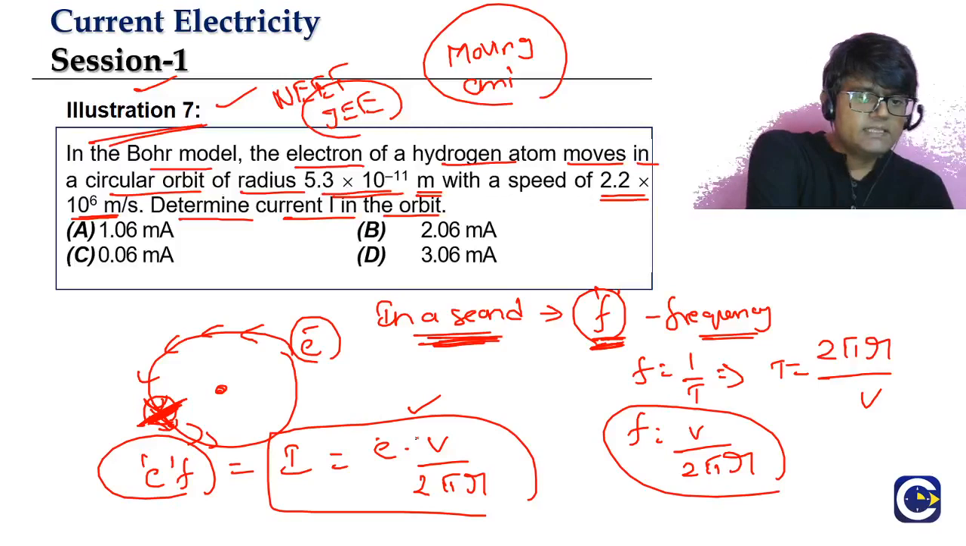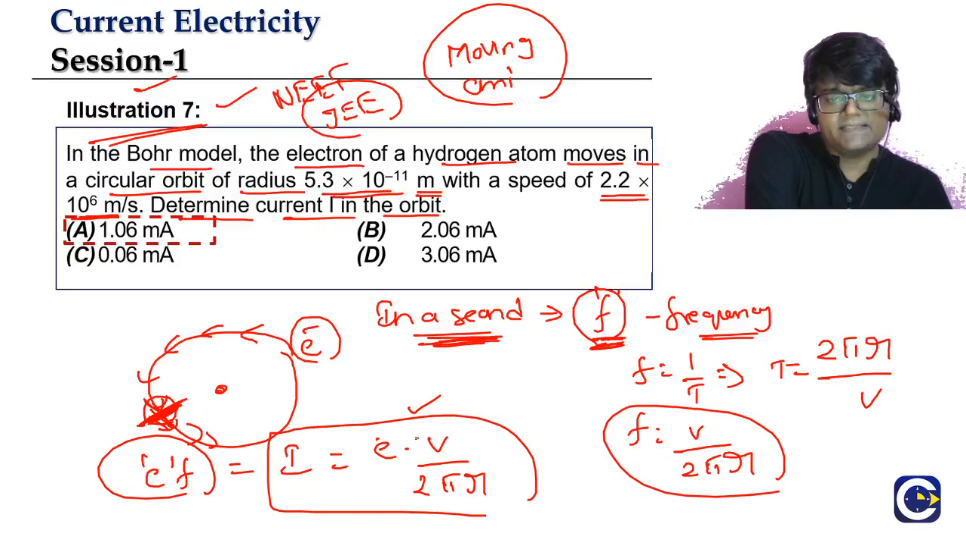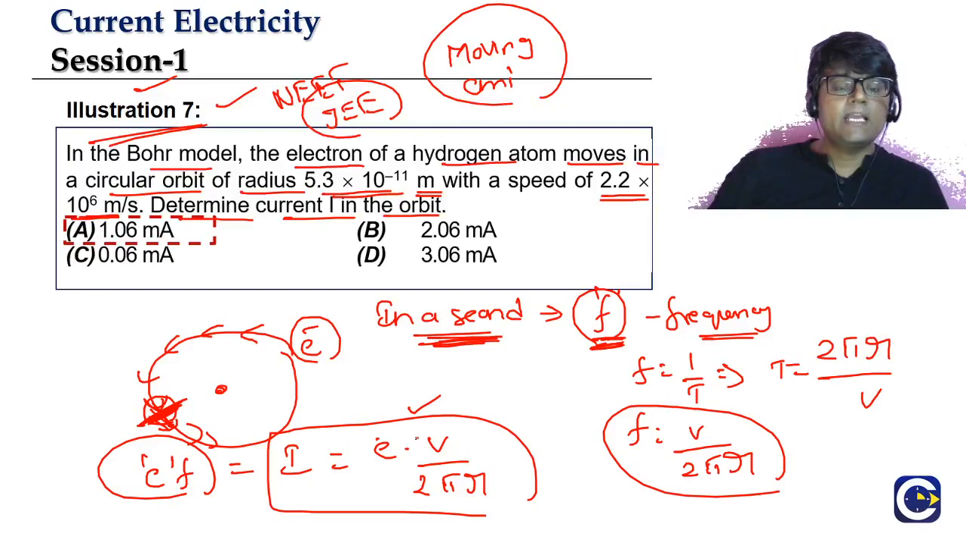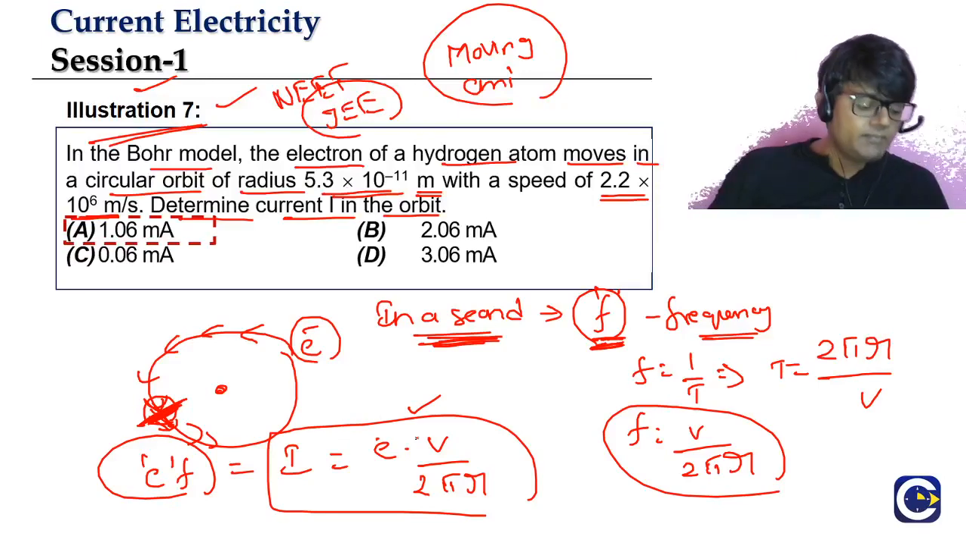Check it, guys. The answer must be coming as 1.06 milliamperes. I am not solving the detailed question because I gave you the idea. What is the answer must be coming as, guys? It must be coming as 1.06 milliamperes.